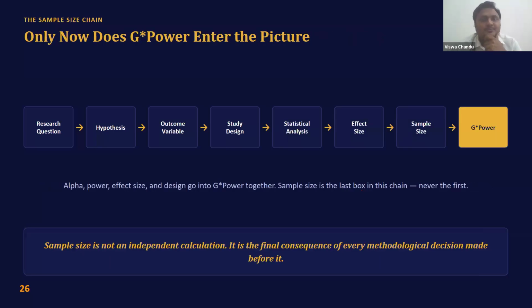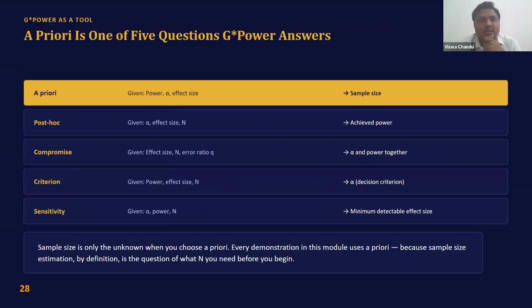All right. So now let us go to G*Power. Okay. So in G*Power as a tool, by power analysis, we are actually meaning 5 things. So these 5 options are there in G*Power as well. I'll just show you in a practical demonstration.